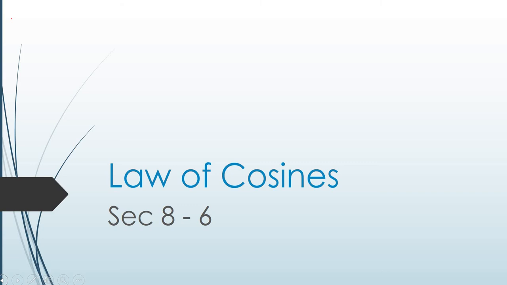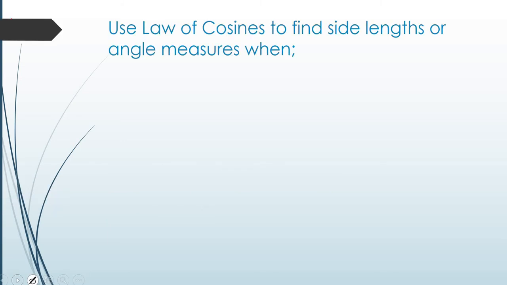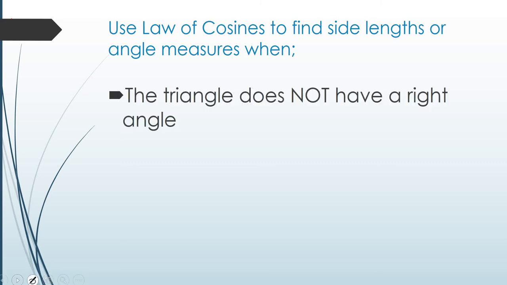Okay, sorry about that. Section 8.6 is the law of cosines. This is just another method that we're going to use to solve triangles. So using the law of cosines to find side lengths or angle measures when the triangle does not have a right angle, because if we have a right angle, we can use SOHCAHTOA.